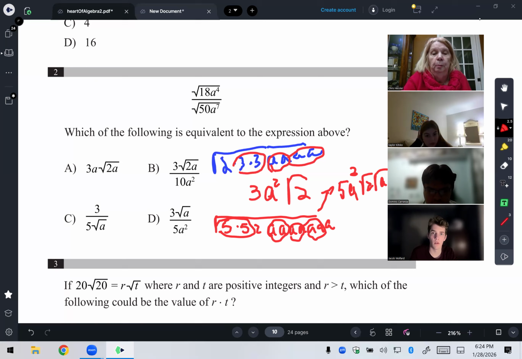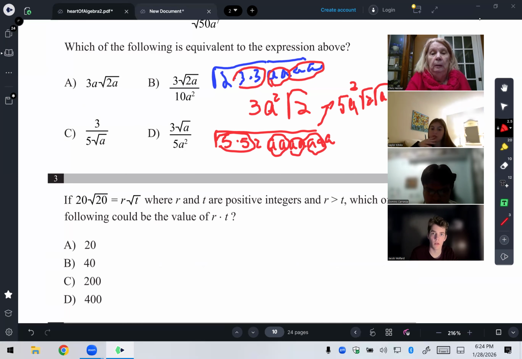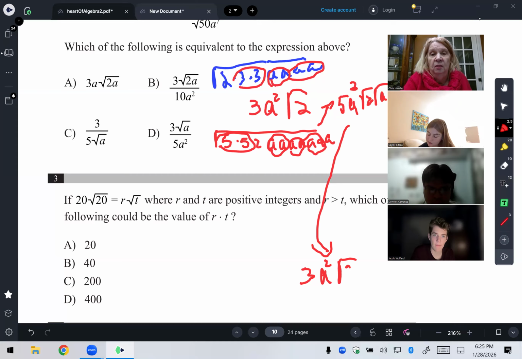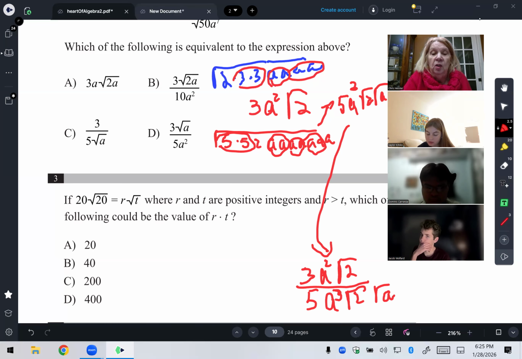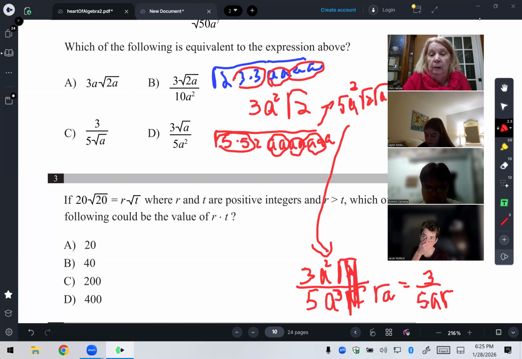Now I don't have much space, so I'm going to take this down here. In the numerator, I have 3a squared times the square root of 2, over 5a cubed times the square root of 2 times the square root of a. So the square root of 2's will cancel, and I'll be left with 3 on the top and 5a on the bottom, because 2 of those a's will cancel, times the square root of a.